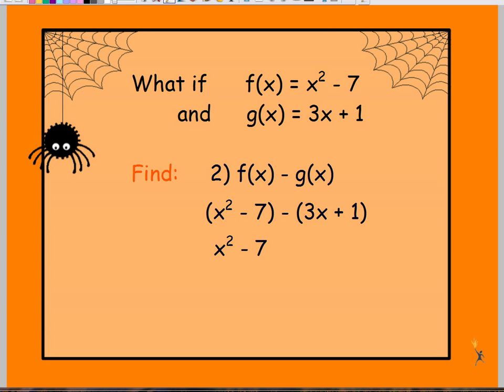I'm just going to write down the x squared minus 7, but it's the second function I need to be careful of. I have to distribute that subtraction through the second set of parentheses, just like if I were solving an equation. So the negative times the 3x gives me negative 3x, or subtract 3x. And the negative distributed to the positive 1 gives me a minus 1, negative 1, or I could call it subtract 1. Then I can combine like terms, and I would get x squared minus 3x minus 8.